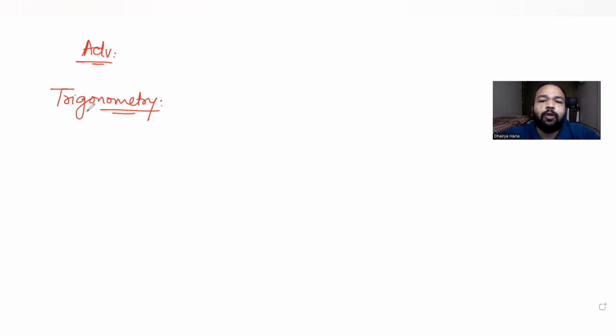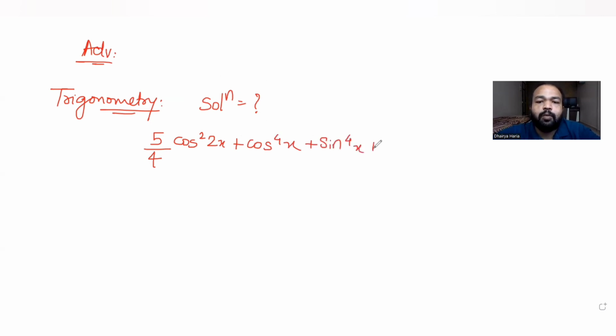If I talk about the question given to us here, we need to find out how many distinct solutions there are. We need to find the number of solutions for the equation given to us as 5 by 4 cos square 2x plus cos raised to 4x plus sin raised to 4x plus cos raised to 6x plus sin raised to 6x is equal to 2.